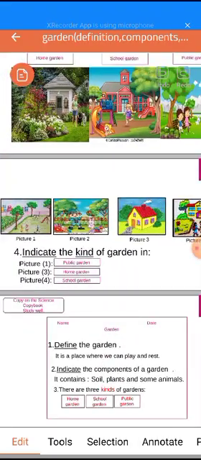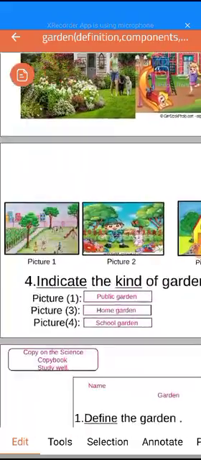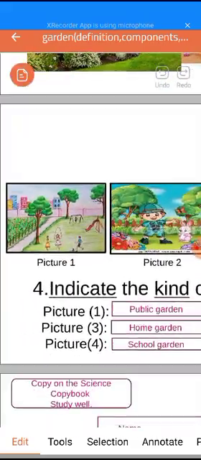Question 4. Indicate the kind of garden in the following pictures, picture 1, 3, and 4. So what is the kind of garden in these pictures? In picture 1, we can see some kids playing. So it's a public garden. Picture 1 is a public garden.